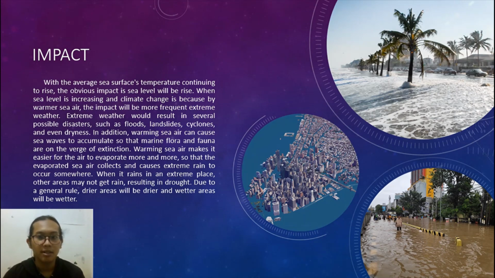In addition, warming sea water can cause sea waves to accumulate so that marine flora and fauna are on the verge of extinction. Warming sea water makes it easier for the water to evaporate more and more, so that the evaporated sea water collects and causes extreme rain to occur somewhere. When it rains in an extreme place, not all areas may get rain, resulting in drought. Due to a general rule, drier areas will be drier and wetter areas will be wetter.